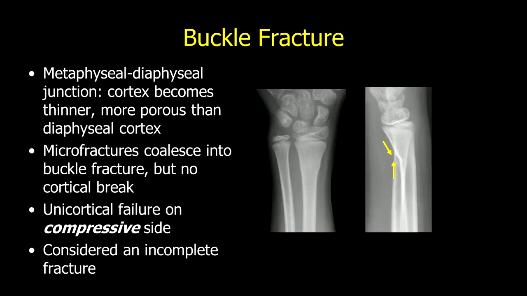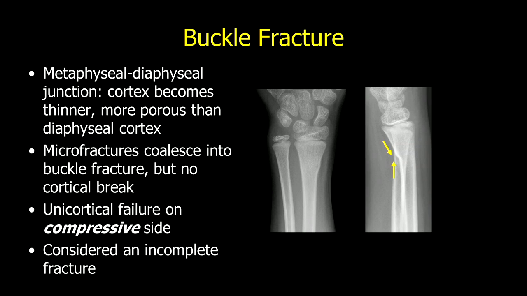The buckle fracture is a fracture that does happen at that metaphyseal-diaphyseal junction, where the cortex becomes thinner as it approaches the metaphysis and is more porous than its adjacent diaphyseal cortex. In this buckle fracture, those microfractures from the compression or axial load now coalesce into a buckle, but again, there is no radiographically apparent break.